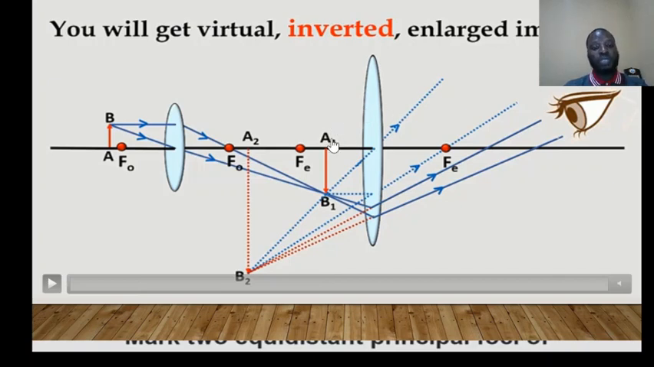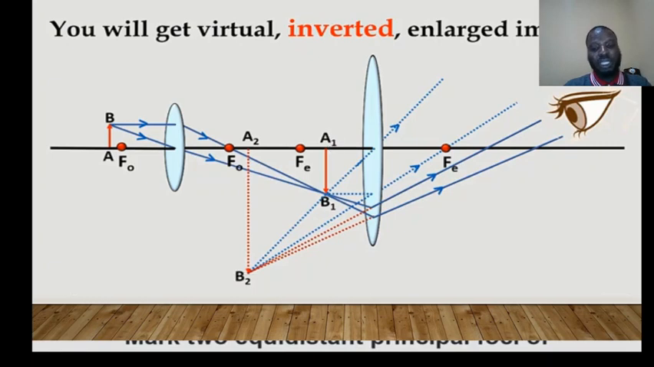You can always pause and check it one after the other for you to understand the concept of how to draw the ray diagram for a compound microscope. And that's what you have for this one.